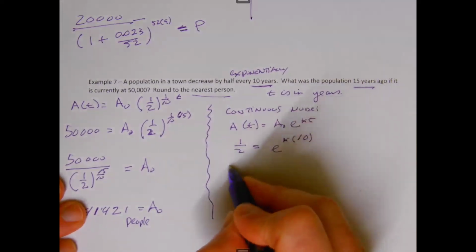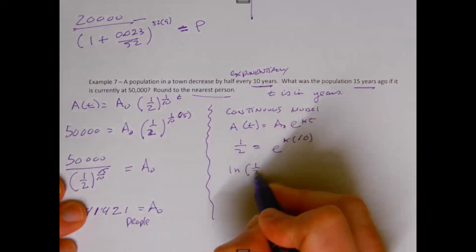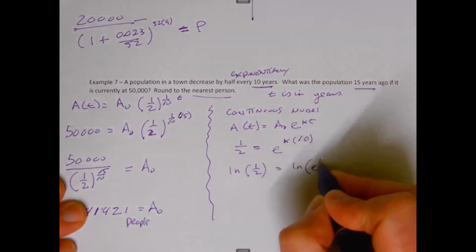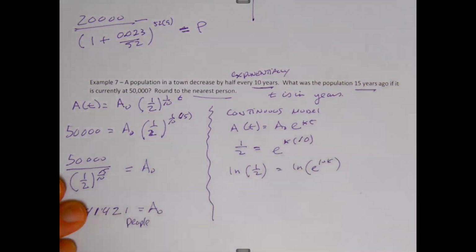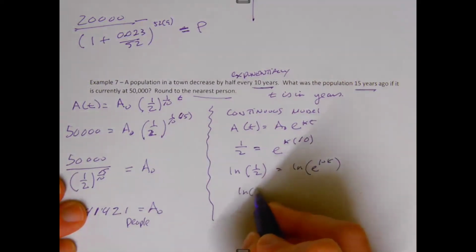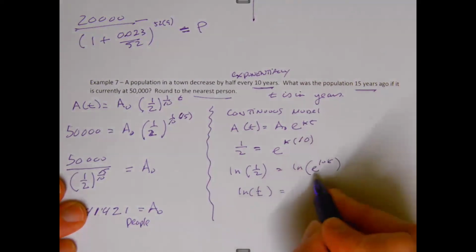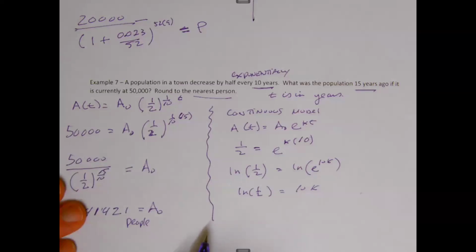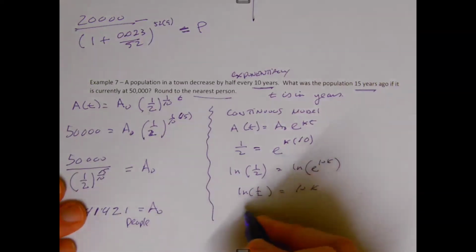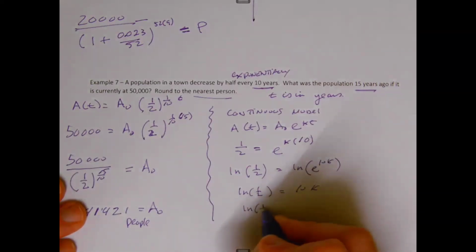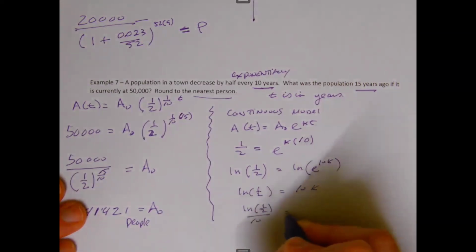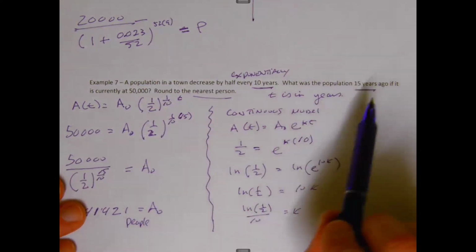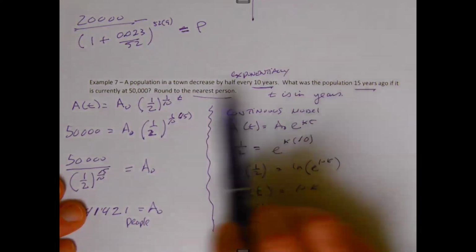So I need to figure out what K is, because I need this for this formula. So I'm going to take the natural log of both sides. And here I get the natural log of 1/2, and here I'm going to get 10K. And divide by 10. So here's what K is. Great. I found what K is. Now I'm ready for the question. What was the population 15 years ago if it is currently at 50,000?